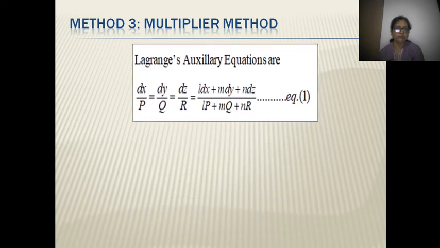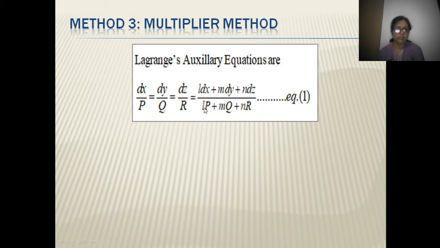In this method, we write down the Lagrange's auxiliary equation, dx upon P equal to dy upon Q equal to dz upon R. Now here we choose L, M, N, which are the multipliers. Therefore we multiply and divide the first ratio by L, therefore L dx and LP, plus here M is the second multiplier, therefore M dy and here MQ, and for the third ratio we multiply and divide by N, then we get this term, and add these three terms.